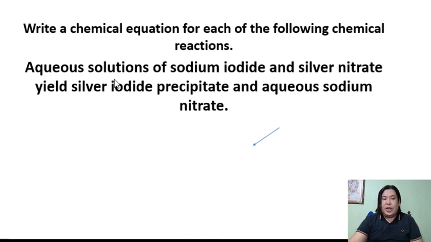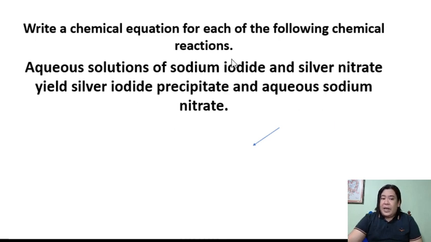So in this particular example, ito yung yield sign. So aqueous solution of sodium iodide and silver nitrate yields. So therefore, your reactants are sodium iodide and silver nitrate. And followed by your product, which is silver iodide precipitate and aqueous sodium nitrate.